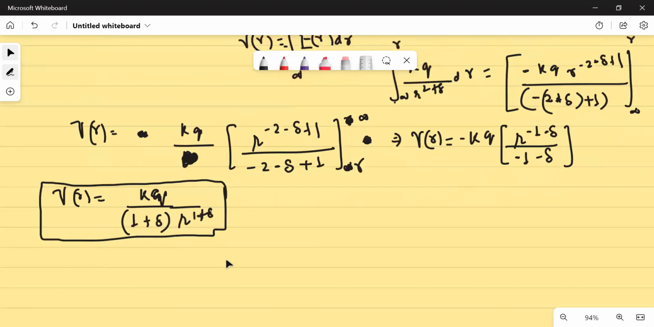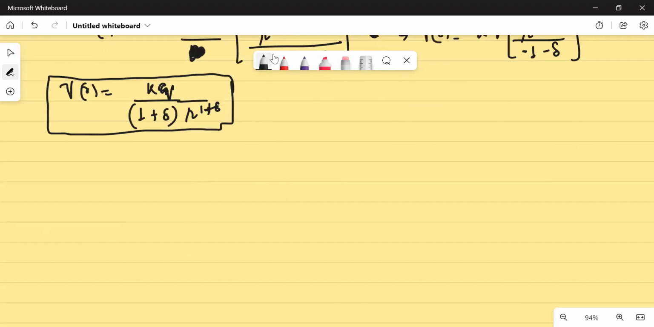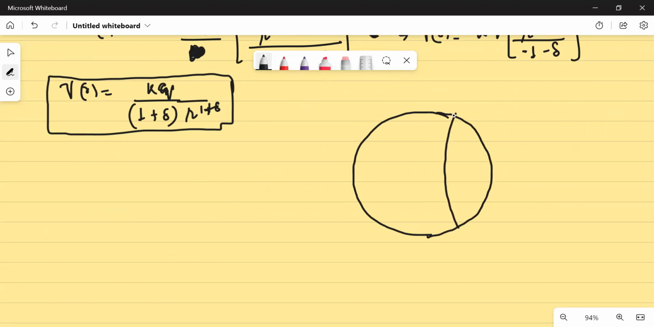Now, if this is your potential function, what you can do, this is your sphere. In this sphere, this was your slice, and this particular slice is whatever small ring I'm taking.